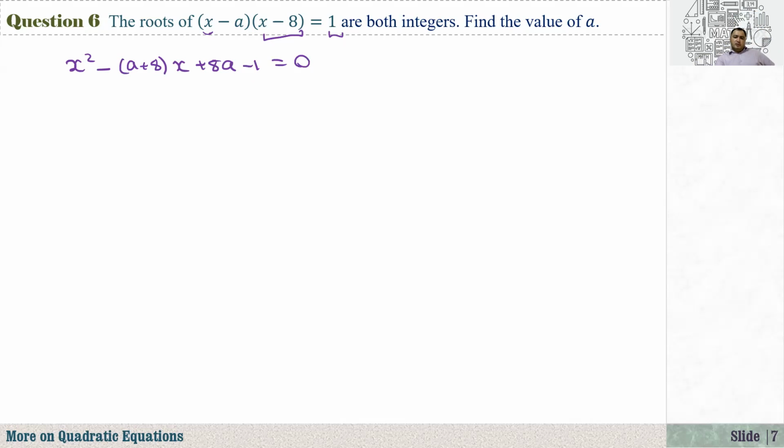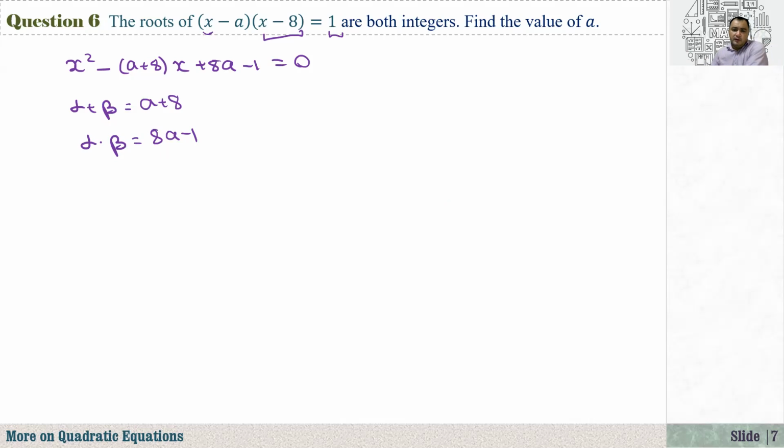So it says that both roots are integers. That means that here we have alpha plus beta. Let's say alpha and beta are integer roots of this quadratic equation. So that's equal to a plus 8. And here we have alpha times beta, that's equal to 8a minus 1. And since alpha and beta are integers, a plus 8 must be an integer, which means that a is an integer. And also alpha times beta is an integer, so 8 times a minus 1 is an integer. So a must be an integer.